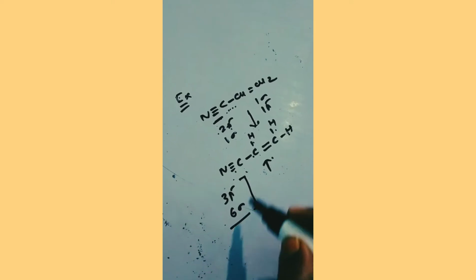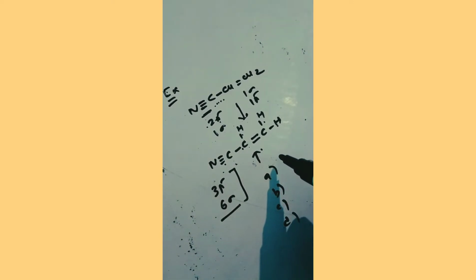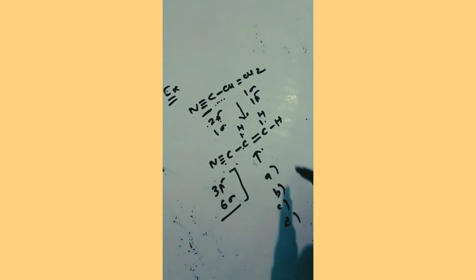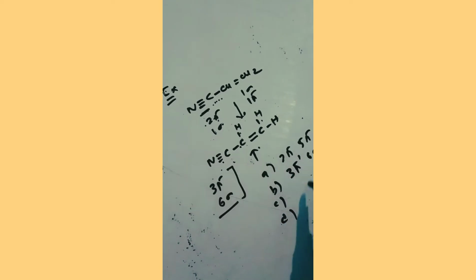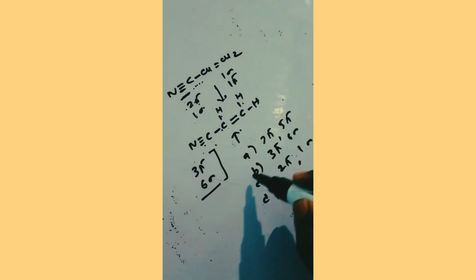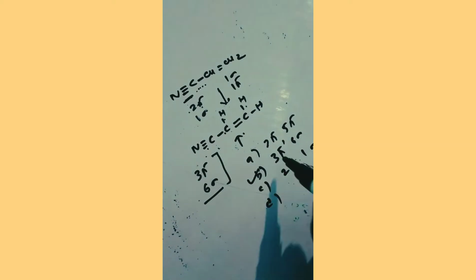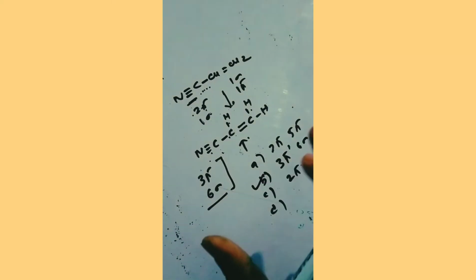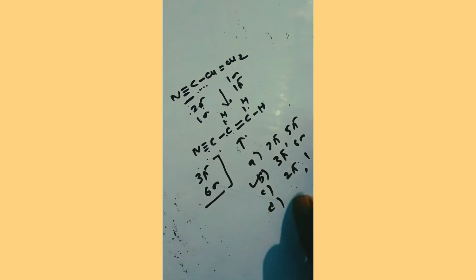So in the question there will be four options, a, b, c and d, and different answers will be given, like 2 pi and 5 pi, like that, and 3 pi 6, like that, and 2 pi 1 pi. One option will be correct in the given question, so the correct option will be 3 pi and 6 sigma. This type of question you can see in the IITs and medical exams.